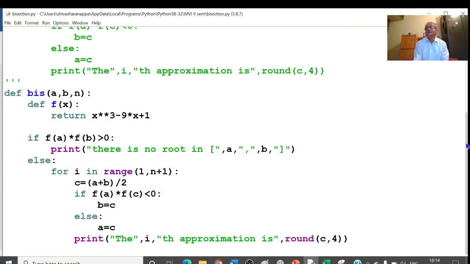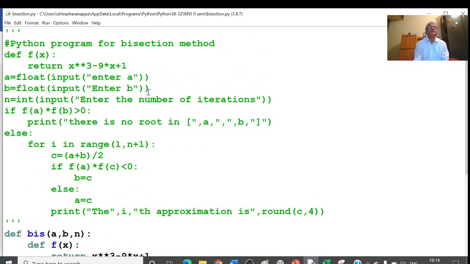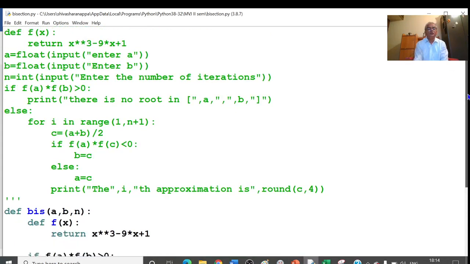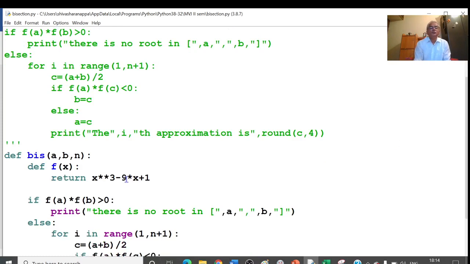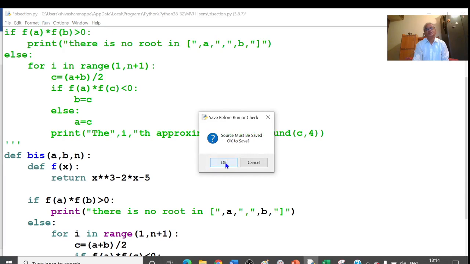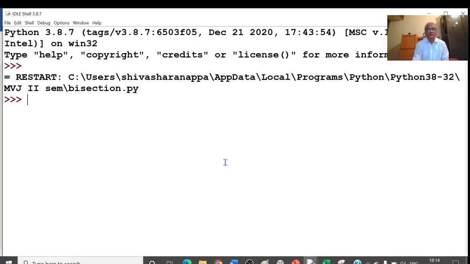And if the function is to be changed, we just have to change the function here. If you go for another function, x cube minus 2x minus 5, again I run this program. BIS, open bracket, 1 comma 2 comma, say 6.